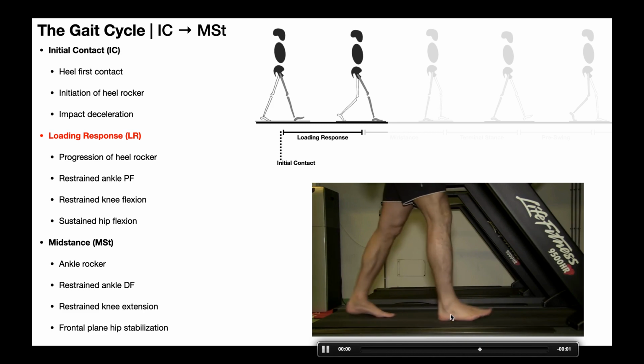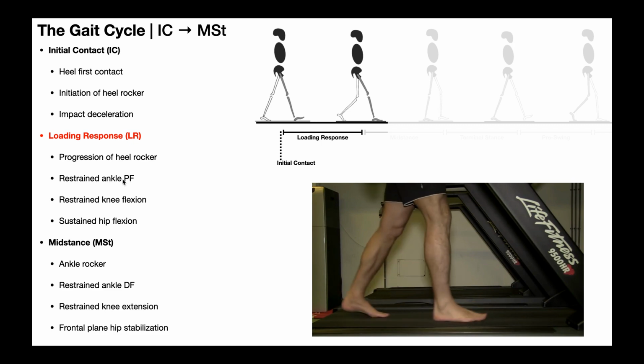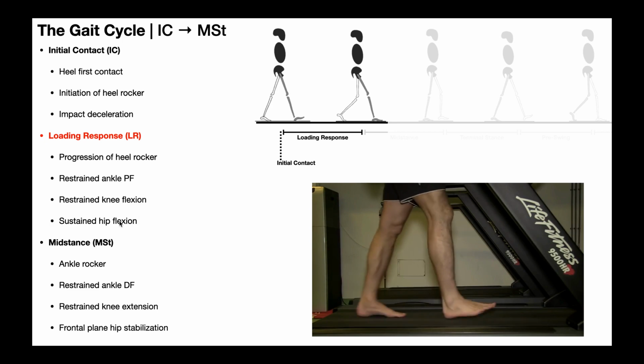Okay? Now, the main function of loading response is weight acceptance. So as you go from initial contact through loading response, a huge percentage of your body weight has to be accepted by the lower extremity, and including the foot and all the bones in the foot. So we're going to see things that reflect the acceptance of body weight onto this foot as we load the entire plantar surface of the foot. Now, these other 3 things here we're going to see on the next slide in the table, but understand we're going to have restrained ankle plantar flexion, okay, restrained knee flexion, and sustained hip flexion. Let's find out what that means.